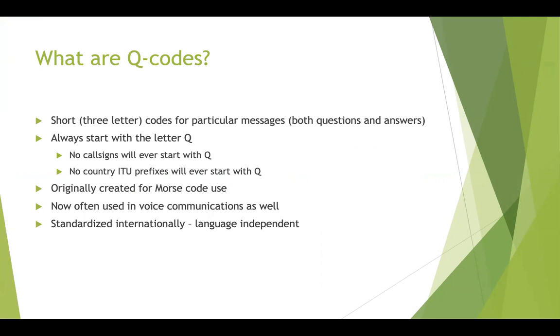We've all heard people use these on the air. Q codes are short three-letter codes for particular messages. They can be used for both questions and answers or statements. And they always start with the letter Q. And for that reason, you will never anywhere in the world have a call sign that starts with a Q. And no country ITU prefixes will ever start with a Q, because these Q codes are meant to be internationally used.